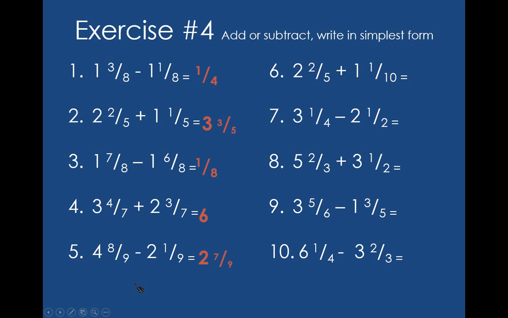This next one: 4 and 8/9 minus 2 and 1/9. Is equal to 2. 4 minus 2, 2. Then, 8 minus 1, 7. Copy the denominator, 9. Here in this list, the fractions are dissimilar.